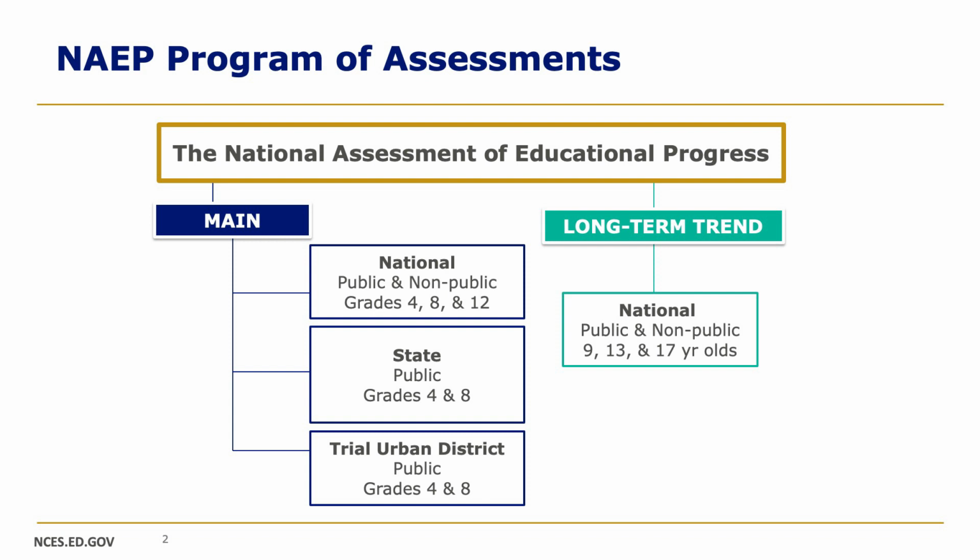Starting from the 90s, we transitioned to assessing students at the grade level. That is main NAEP. Results from main NAEP are available at the national level for public and non-public schools at grades 4, 8 and 12. But we also have results at the state level for public school students only at grades 4 and 8. And we also have results for some selected urban districts for public school students at grades 4 and 8.